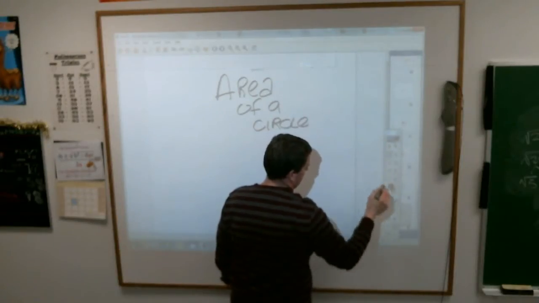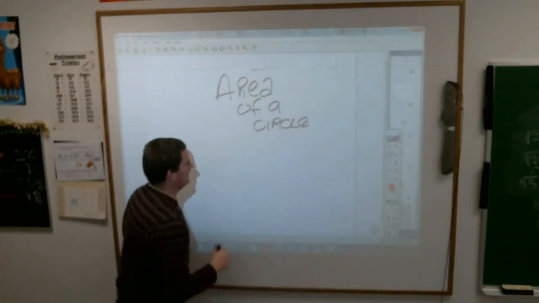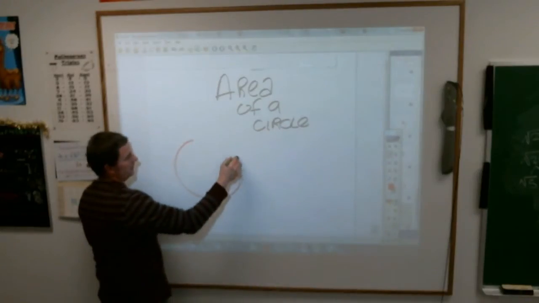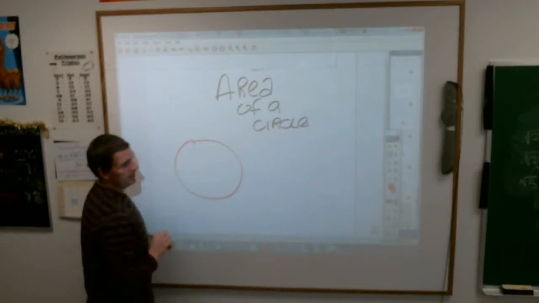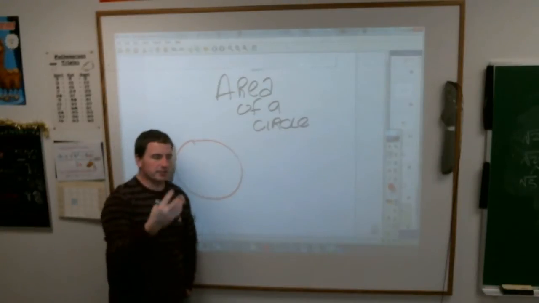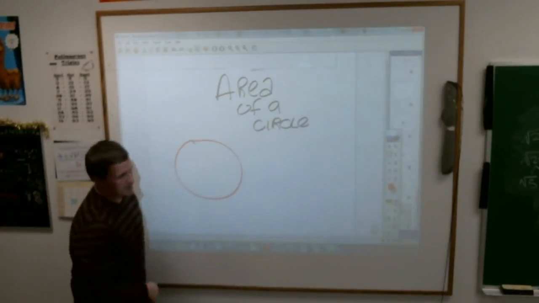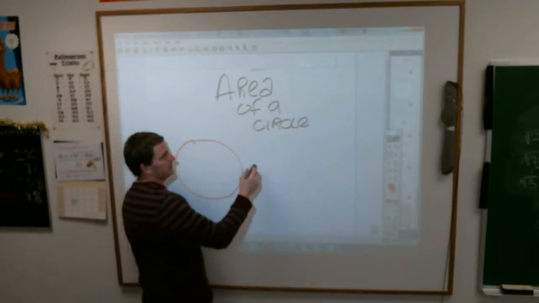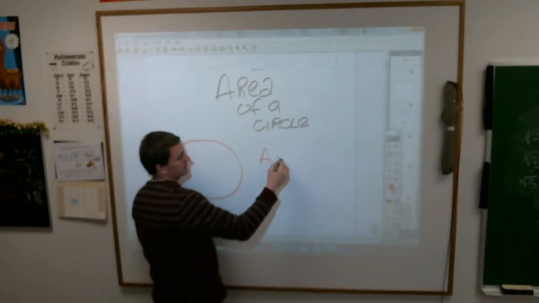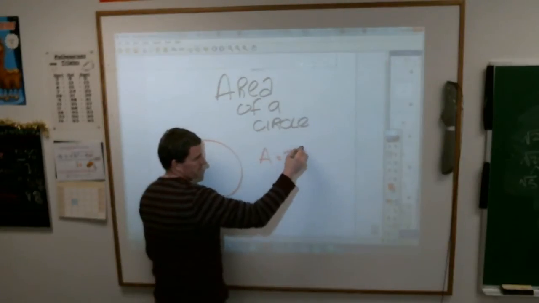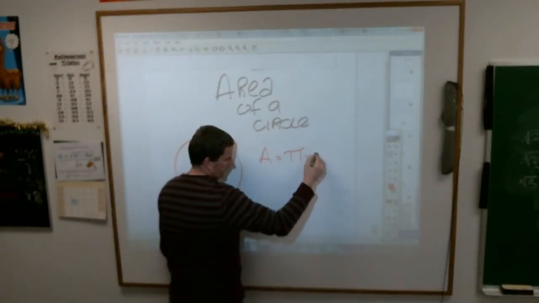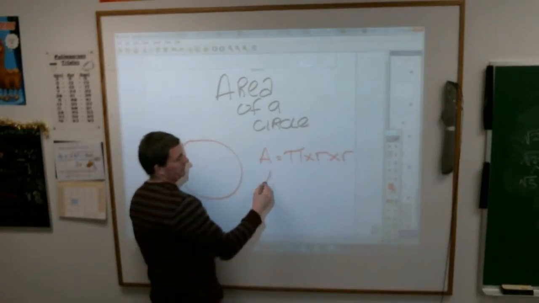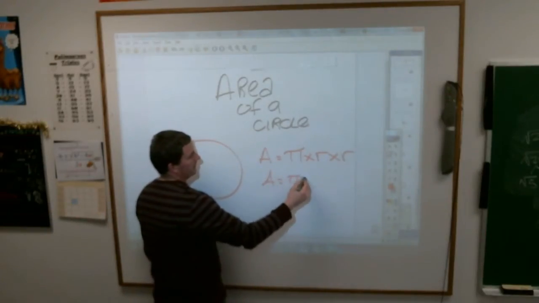Just know this, I'm going to expedite the process here. Since area is cutting things into squares, and a circle is round, that causes a little bit of a problem for us. How do you get squares out of a circle? That's kind of tough, but the area of a circle is pi times radius times radius.